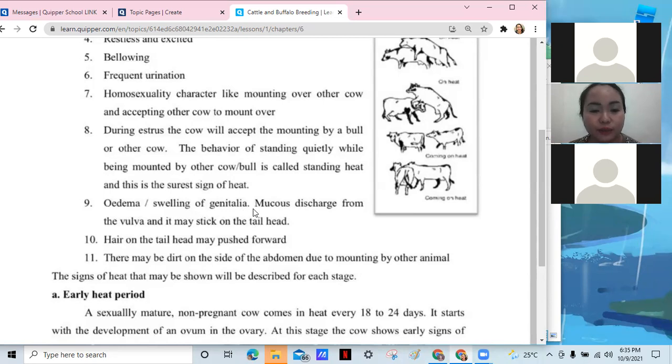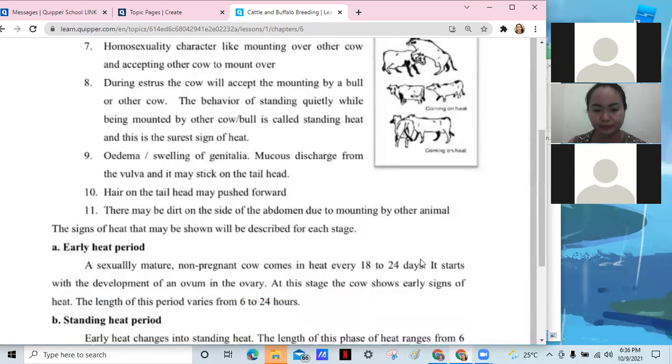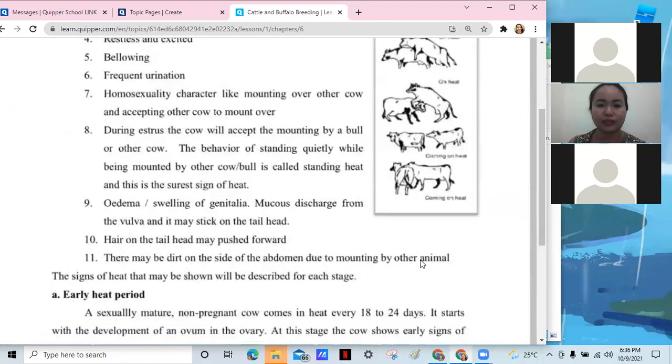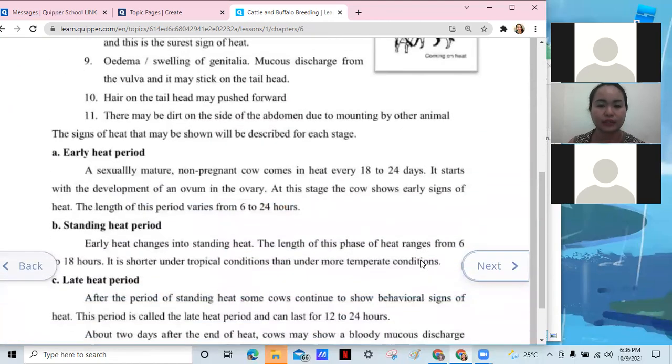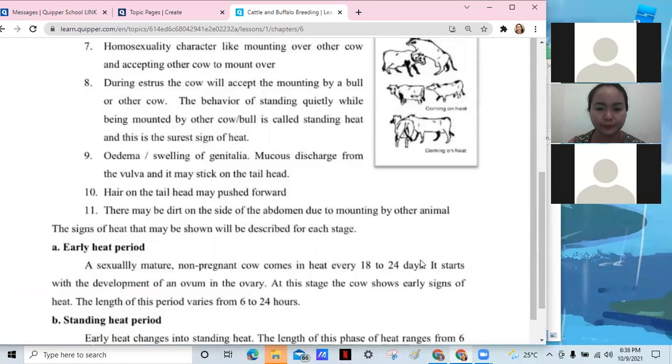Edema or swelling of the genitalia, mucus discharge from the vulva, and may stick on the tail. So kung sticky na ganayang tail, so na siya ikuan. Mucus discharge. Hair on the tail head may push forward. Yeah, and there may be dirt on the side of the abdomen due to mounting of the other animal. So yun lang, simple lang naman, no? It's also like the usual animal thing.